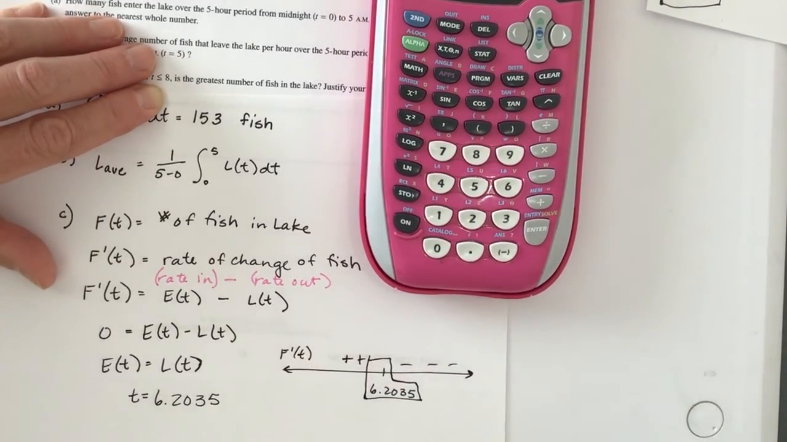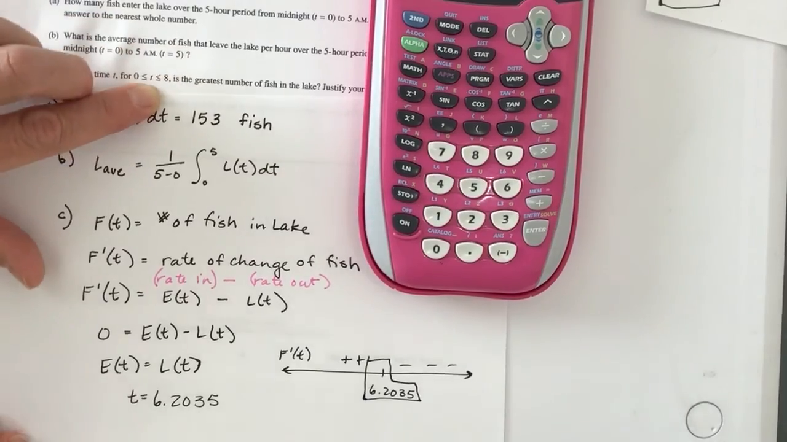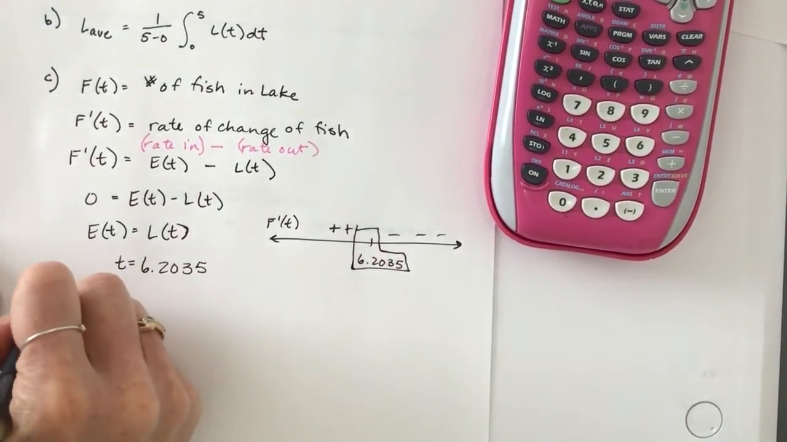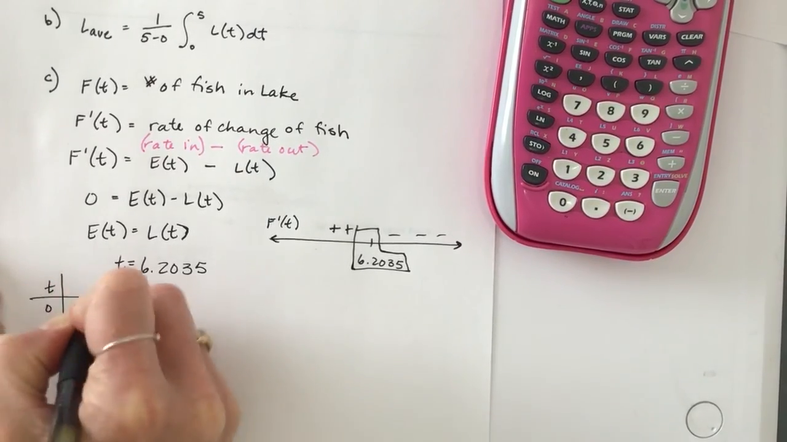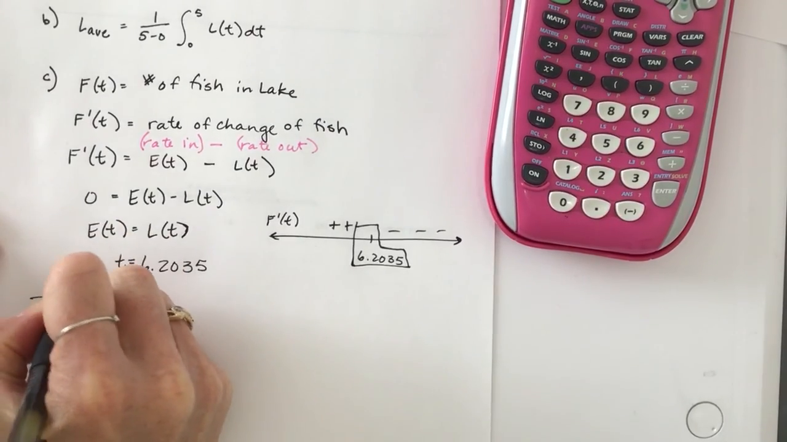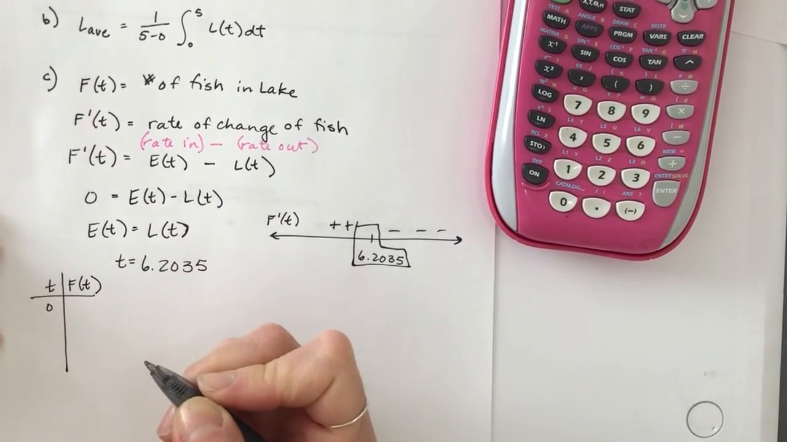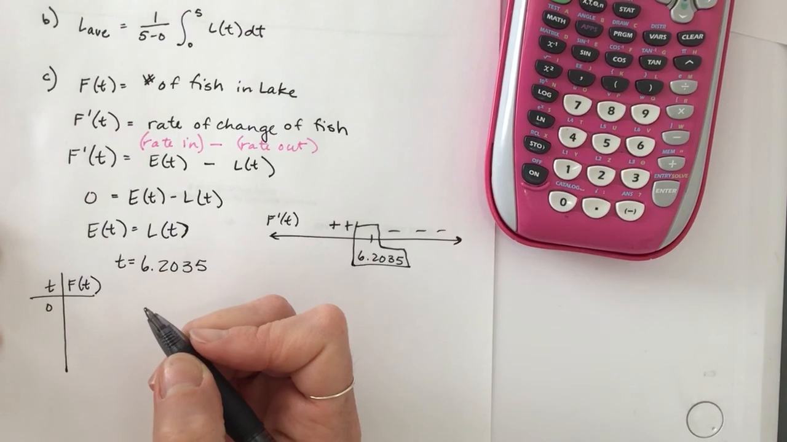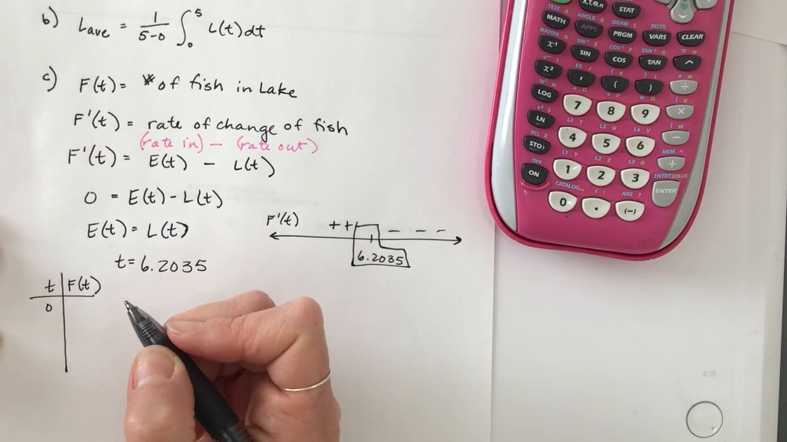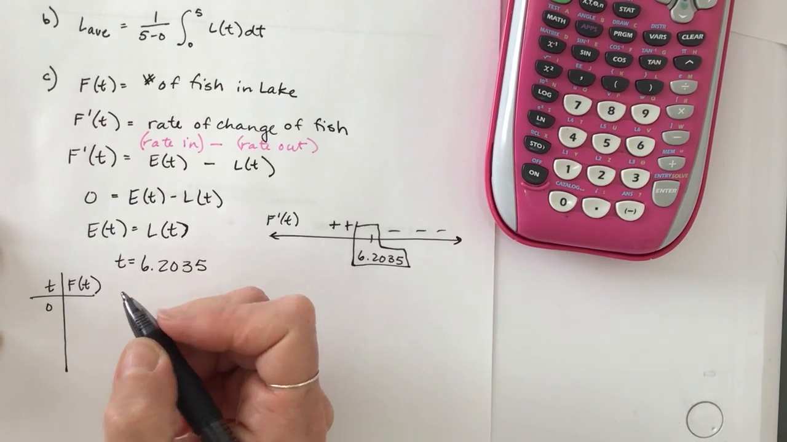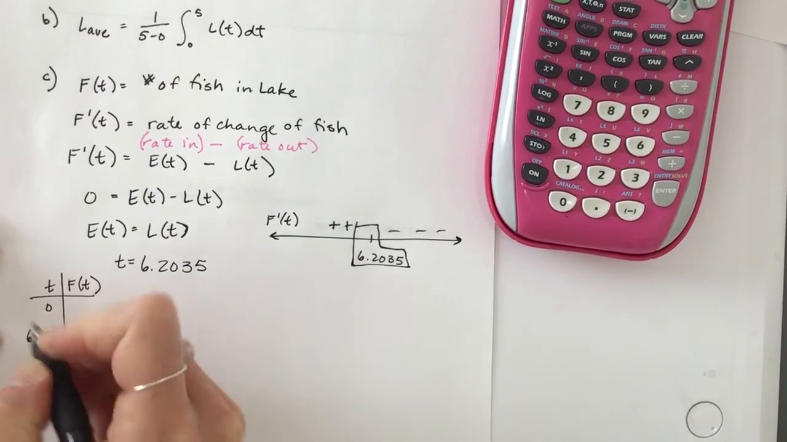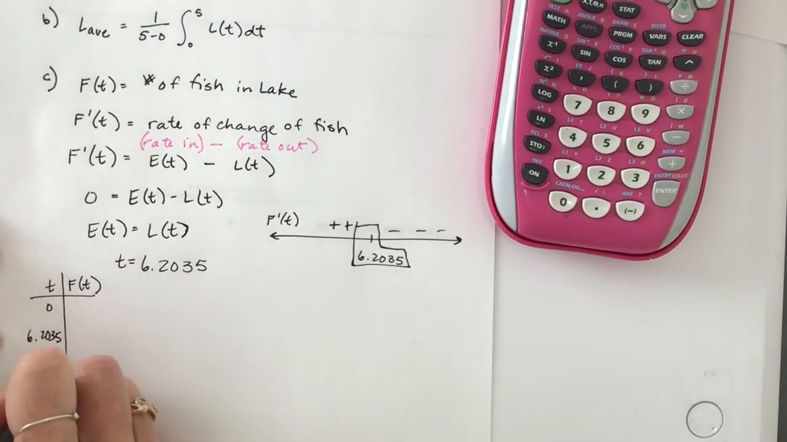Is it the absolute max, though? We still don't know, do we? So we do need to make the table. So I'm going to do time 0. Can you see that? Yeah, you can. Great. Okay, and then f of t. Okay, so at 0, 6.2035, and then at 8.